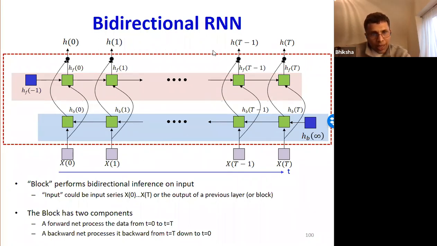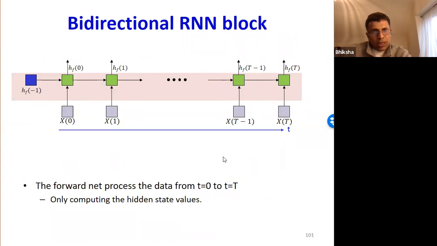Now, in order to have this kind of structure, we have to define two different initial values. There's an initial value for the forward net that must be specified or learned, and an initial value for the backward net as well that must be specified or learned. And then finally, when both of these computations are performed, their outputs are combined. So here is the forward net.